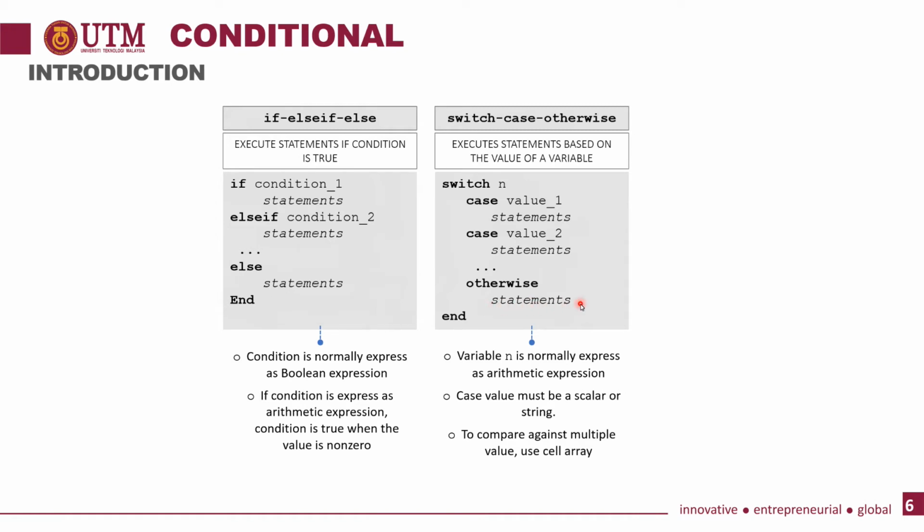statement. Okay, so in switch case, variable n is normally expressed as an arithmetic expression. Okay, so variable n is actually a number. Okay, so the case value must be a scalar or string, so it can vary depending on your program. Okay, to compare against multiple values, you need to use a cell array. So if you want to compare using multiple values, you need to use an array.